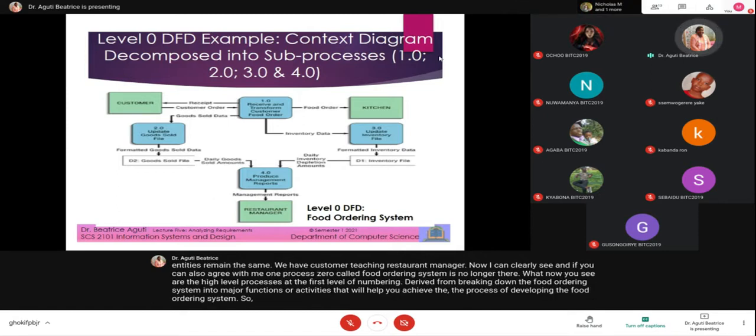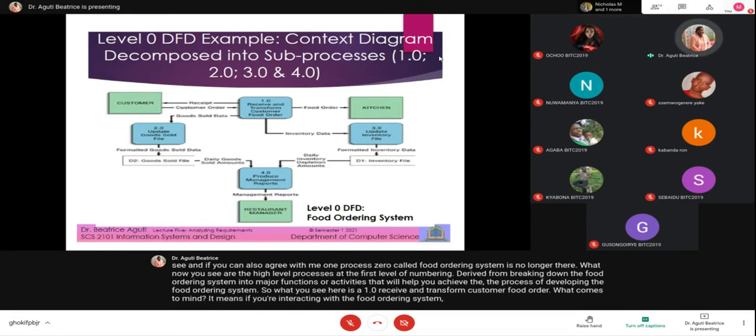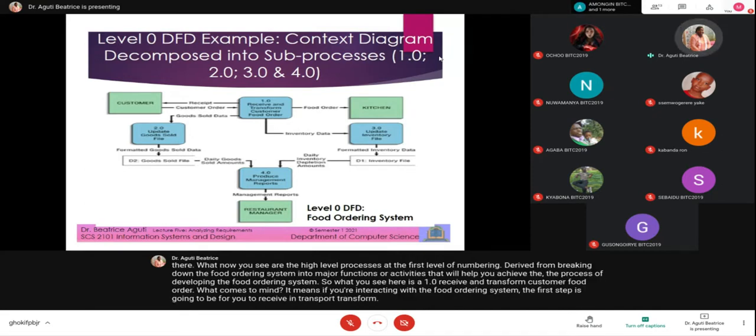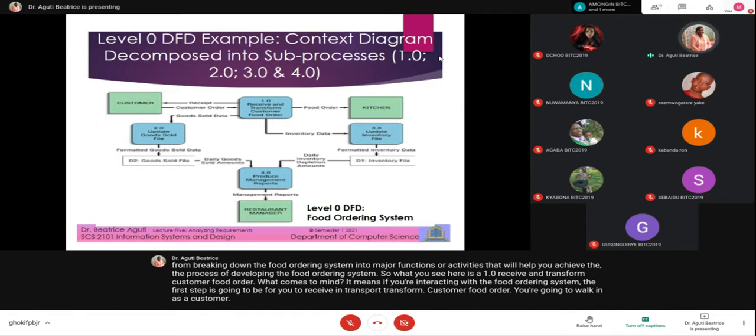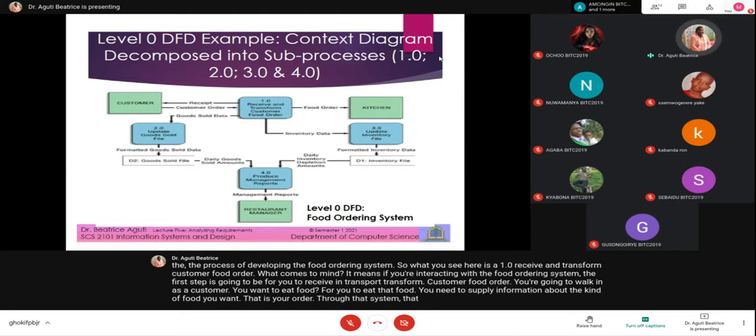So what you see here is 1.0, receive and transform customer food order. What comes to mind? It means if you're interacting with the food ordering system, the first step is going to be for you to receive and transform customer food order. You're going to walk in as a customer. You want to eat food. For you to eat that food, you need to supply information about the kind of food you want. That is your order.